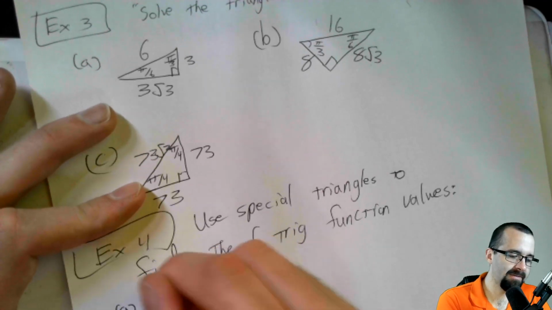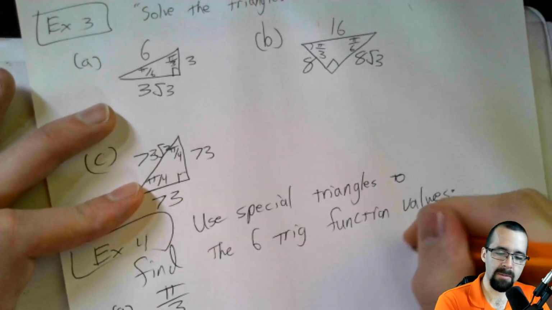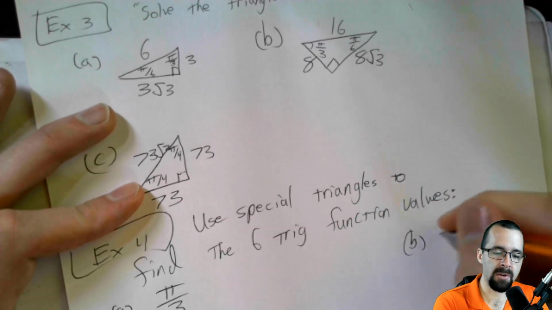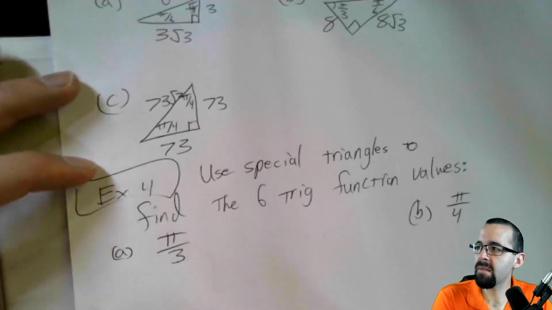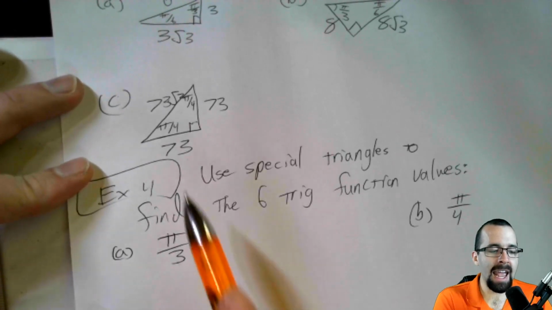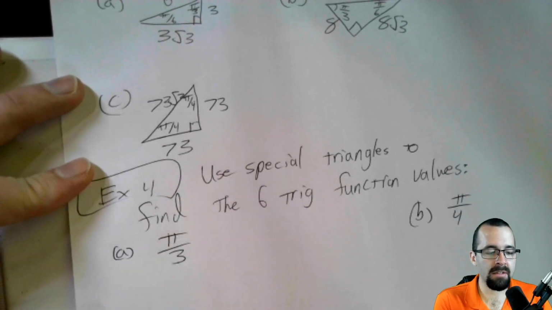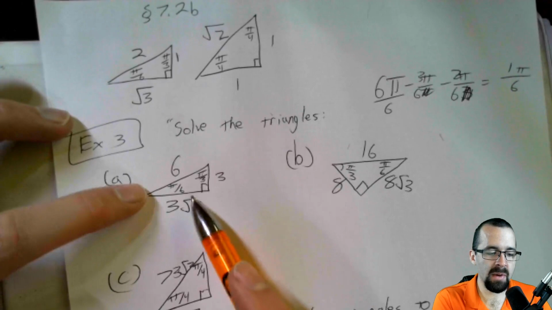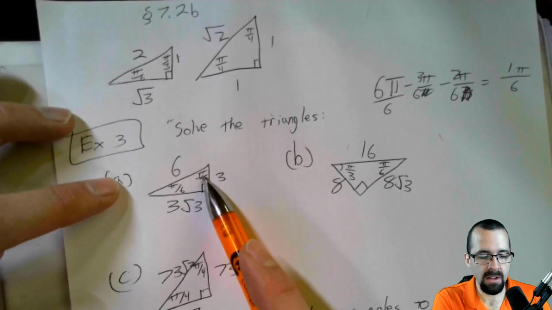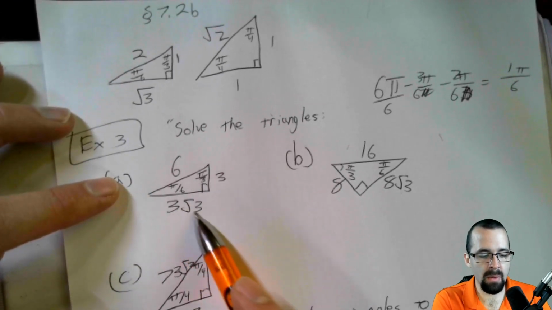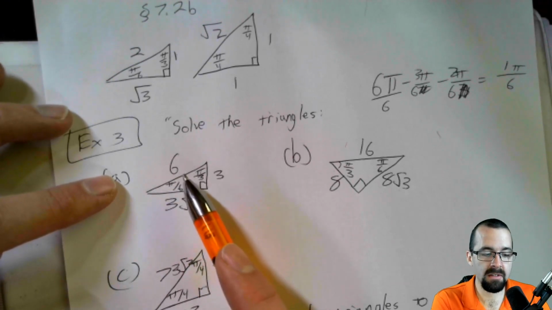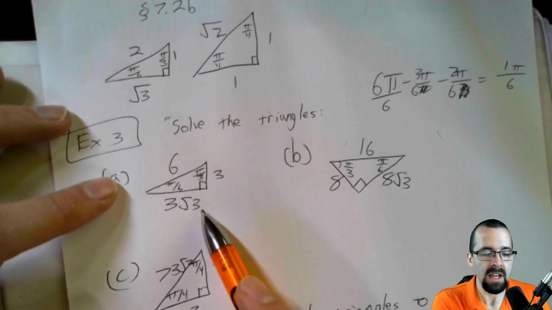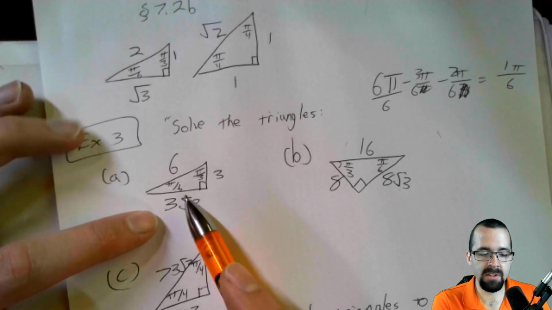Part A is pi over 3, and part B is going to be pi over 4. So for pi over 3, you can use any pi over 3 triangle that we have. Up here, for example, we have a pi over 3 triangle right here. You could find sine of pi over 3 is 3 root 3 over 6. That's fine. And then you simplify it, and you're going to get square root of 3 over 2.